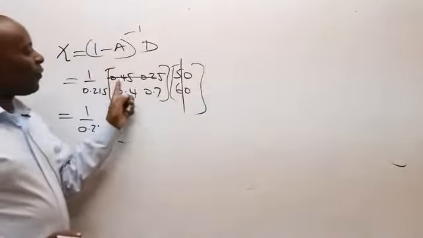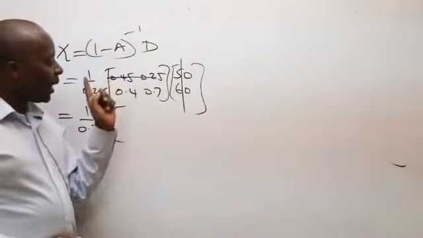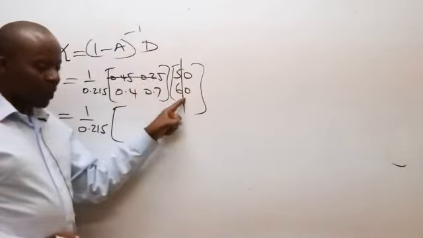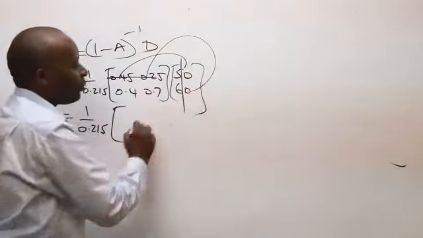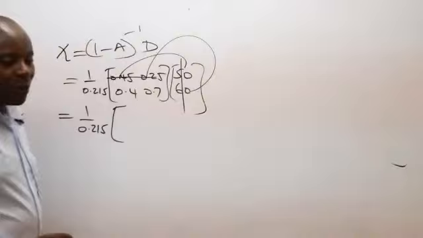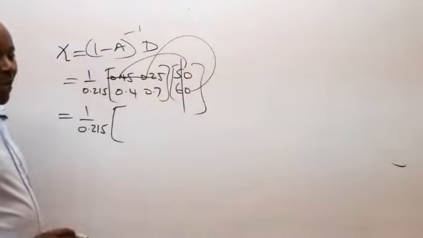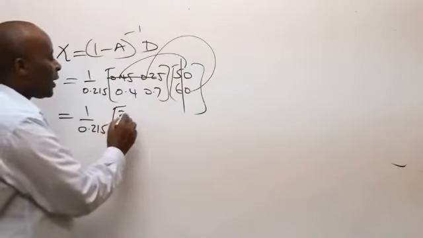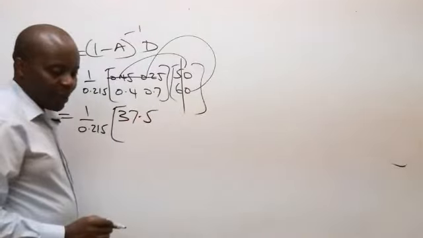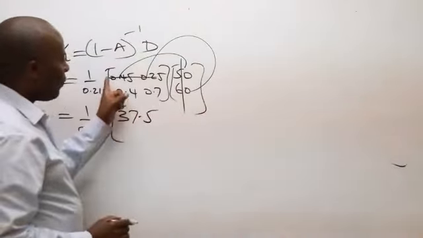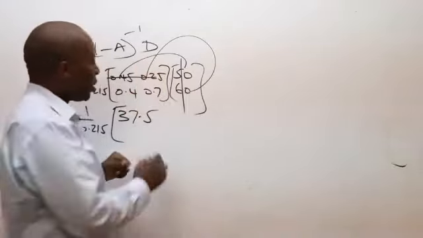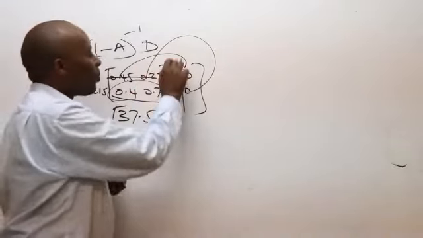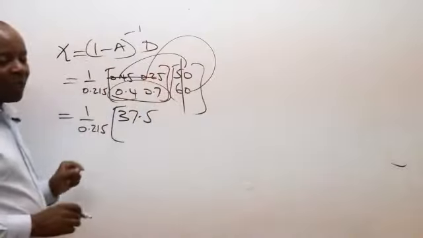You say 0.45 times 50 plus 0.25 times 60. Remember, it is first ones multiplied plus second ones multiplied. So it will be 37.5. Remember, whatever I've done with this row, I have to do it with this other row. So this row, again, I will multiply with the first column there.